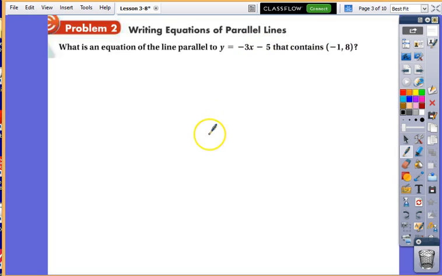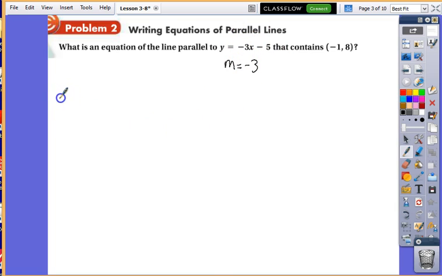The first thing I need to recognize is that when you have parallel lines, they have the same slope. So the slope in this line was -3 because it's in the form of y is equal to mx plus b, and so its m value is -3, which represents its slope.